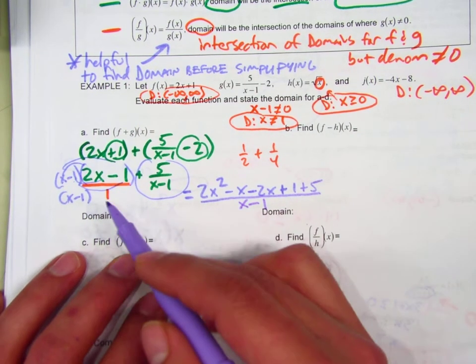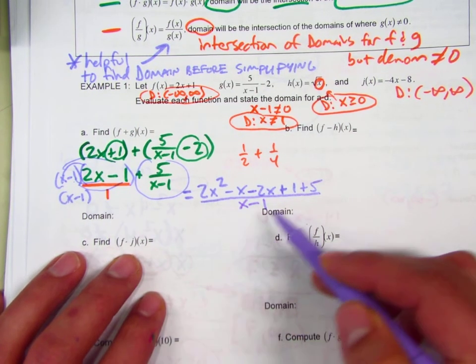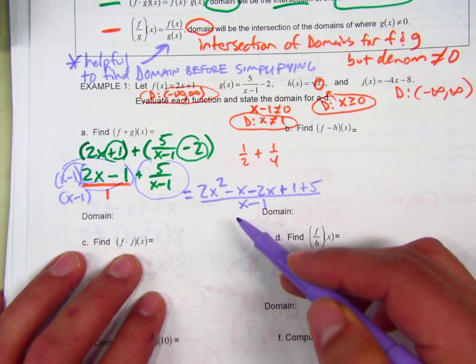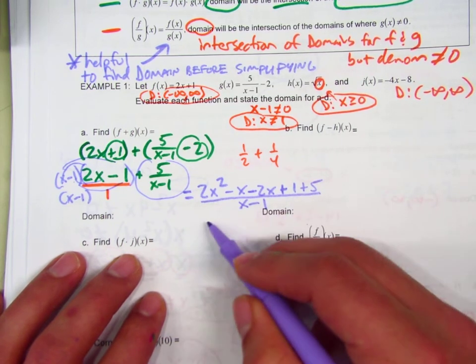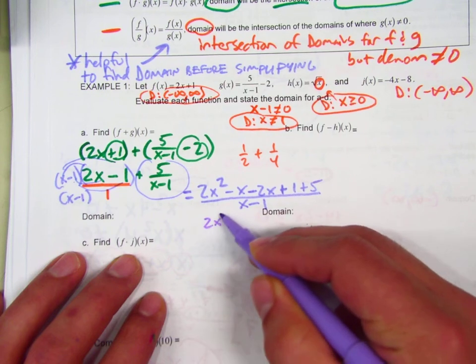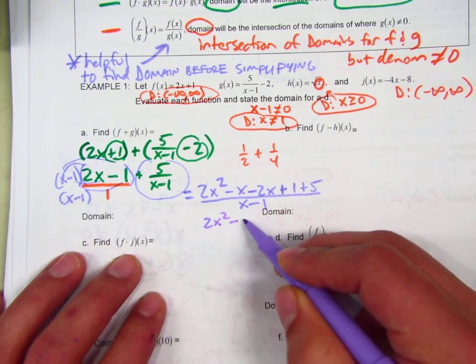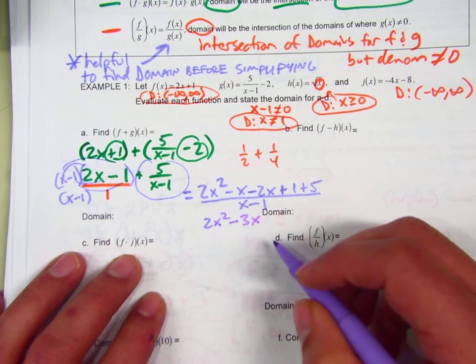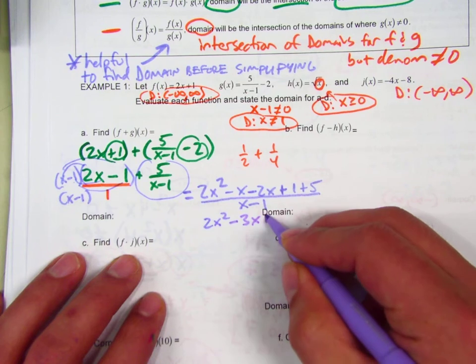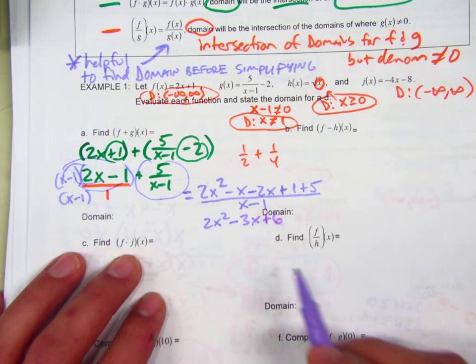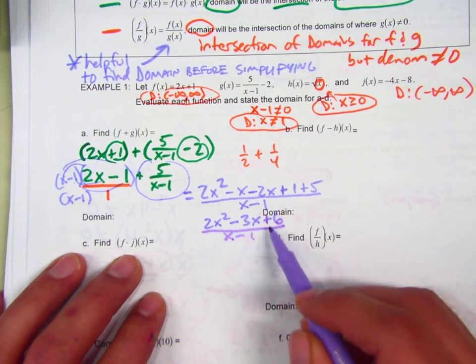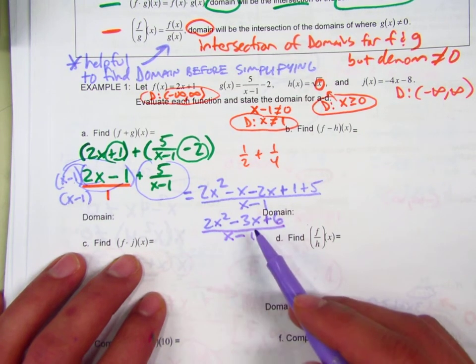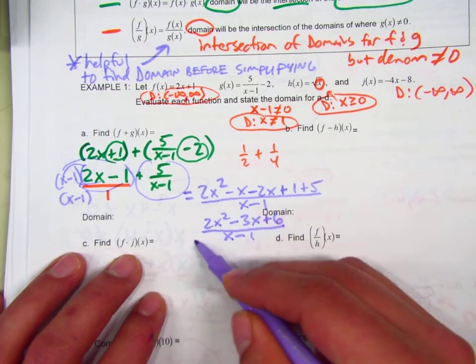Okay? When you add the two fractions together, you just put them into one fraction with the same denominator. Now, if there's any other simplifying we can do, we do that. It looks like we can at least combine like terms here. This will be 2x squared minus 3x plus 6 over x minus 1. And I don't see any factoring that we can do. 1 and 12, 2 and 6. Nope. So this is good.